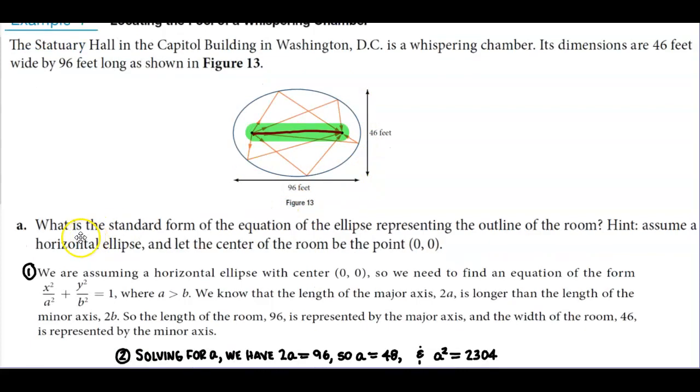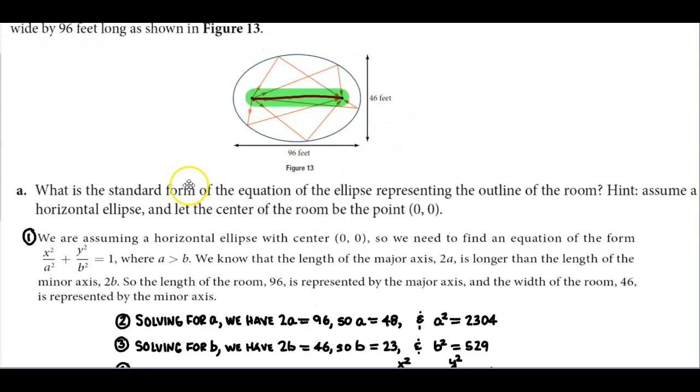Now in part A, what is the standard form of the equation of the ellipse representing the outline of the room? We're going to assume it's this horizontal ellipse because we can see that the horizontal is greater than the vertical. We're going to let the center of the room be at point 0, 0. So we need to find the equation of the form x squared over a squared plus y squared over b squared equals 1, where a is greater than b.